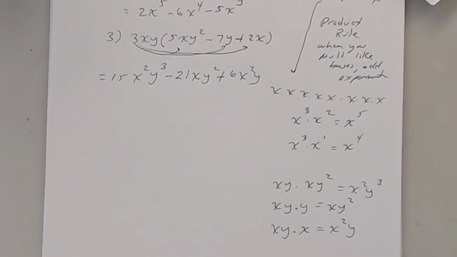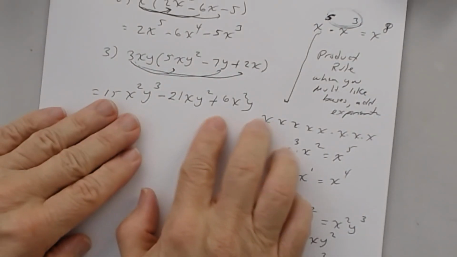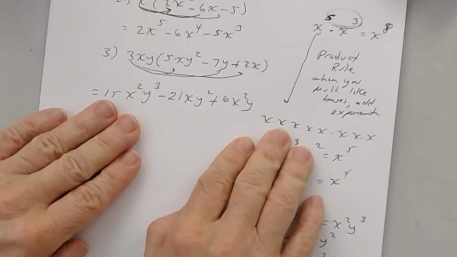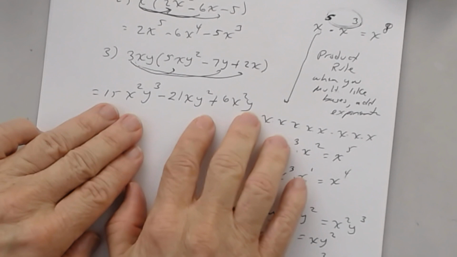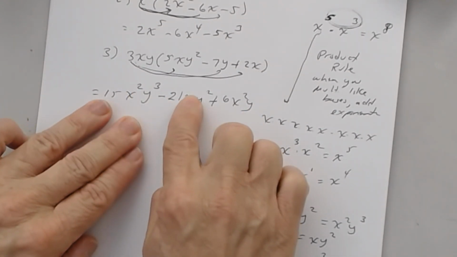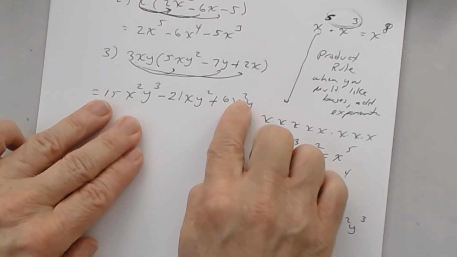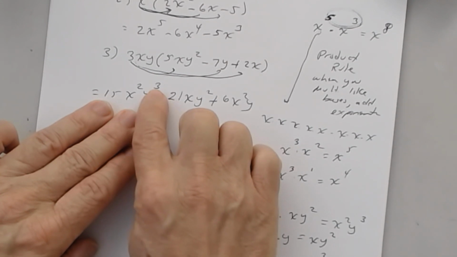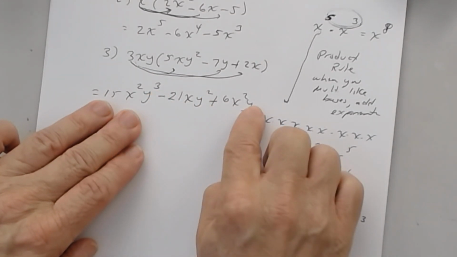And remember, those are not like terms. Let's talk about like terms. We used the word like terms last semester. Like terms are terms that have the same variables raised to the same power. So they all have x's in them, right? And they'll have y's in them. But look at the x's. This is x squared, this has exponent 1, this has exponent 2. This is y cubed, y squared, y.